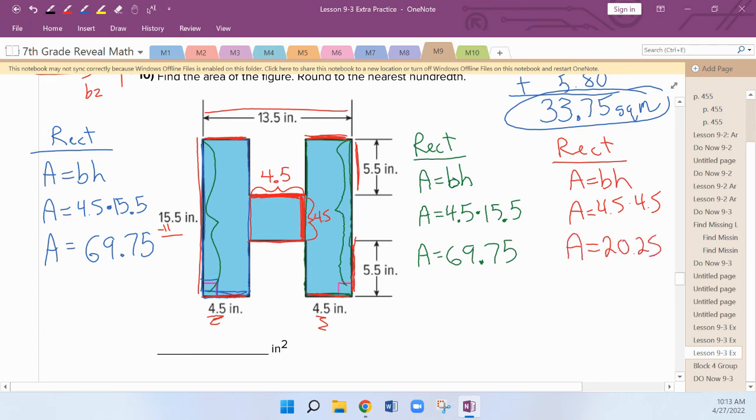20.25. So now we're going to add those three up. That's 69.75, 69.75, and 20.25. Add them up. That's going to give us 159.75, and we're going to do square inches.